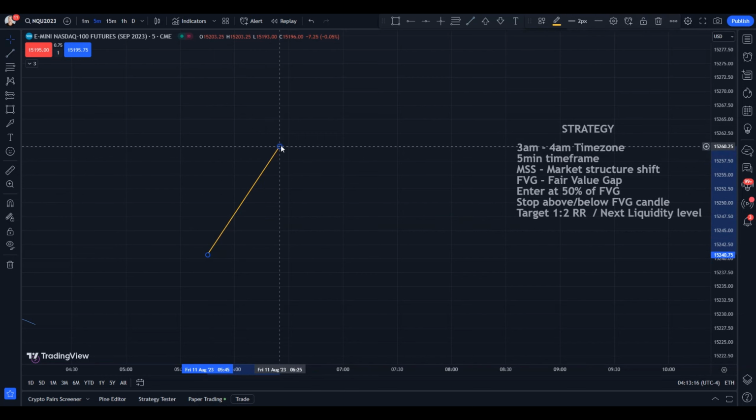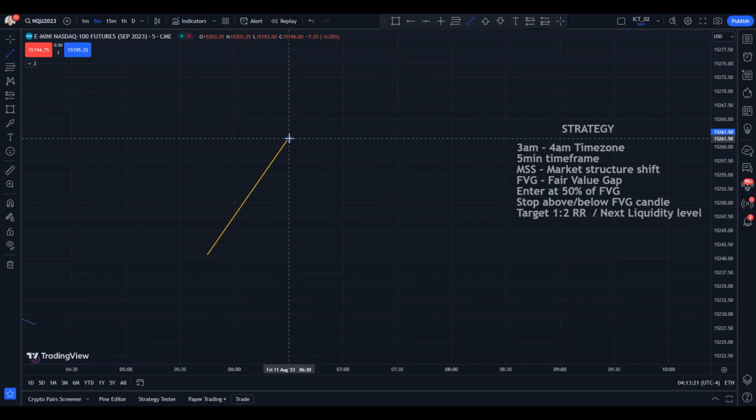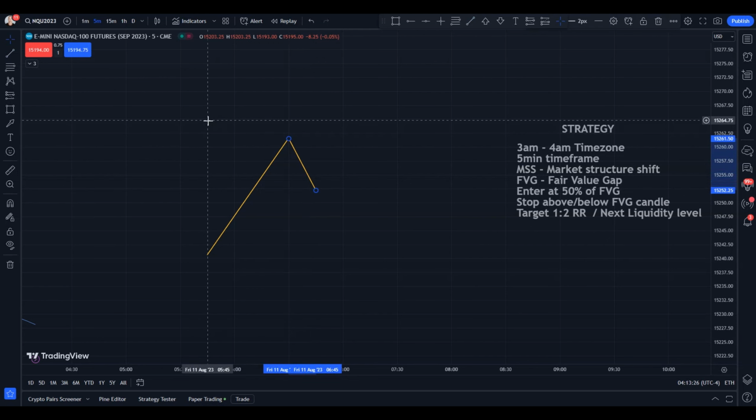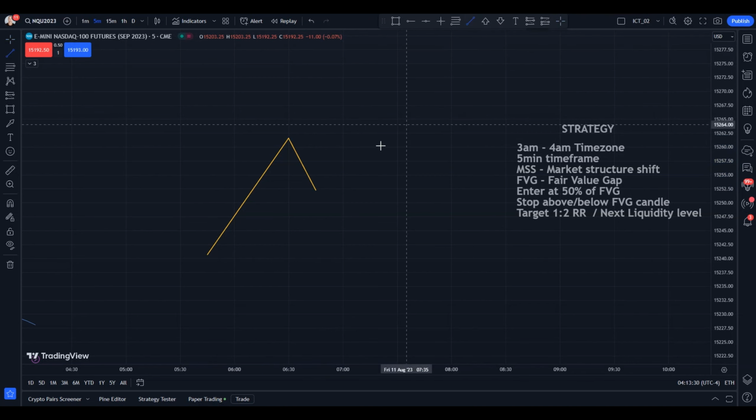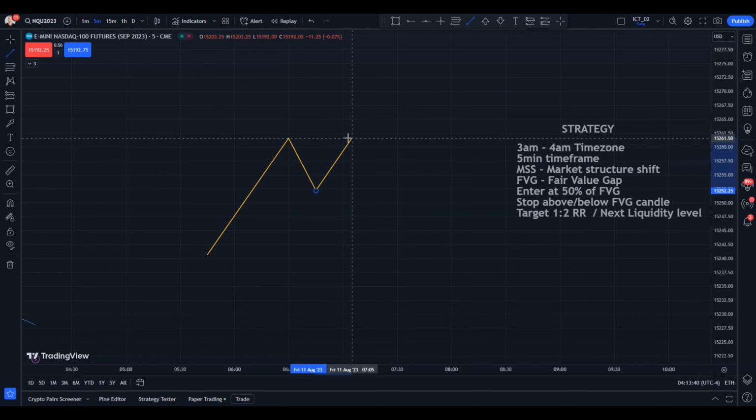It forms a bit of a high, and now the market is pulling back, still within the 3 AM to 4 AM time zone. Then we get a bit of this pullback and a bounce back upwards. So either the market is going to break higher and continue the trend, or it's going to pause a bit below this low here. That's what we look for.